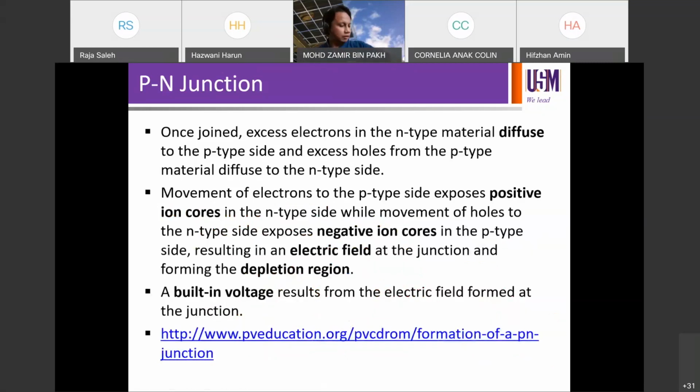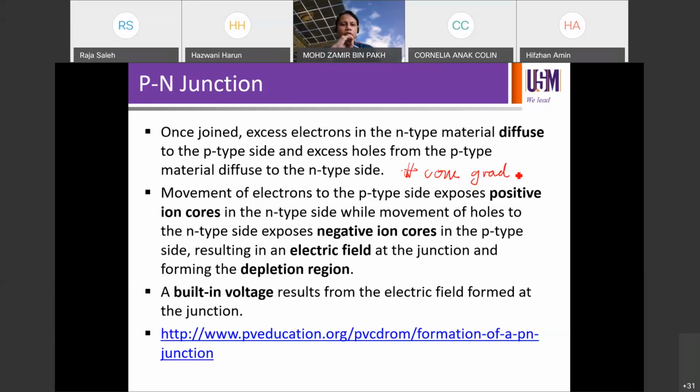So once joined, excess electrons in the n-type material. So you have to be clear on the concept of majority carriers and minority carriers in both types of semiconductor material, p-type and n-type. So electrons in n-type diffuse to the p-type and excess holes from the p-type diffuse to the n-type due to concentration gradient. So you learn this now, due to concentration gradient.